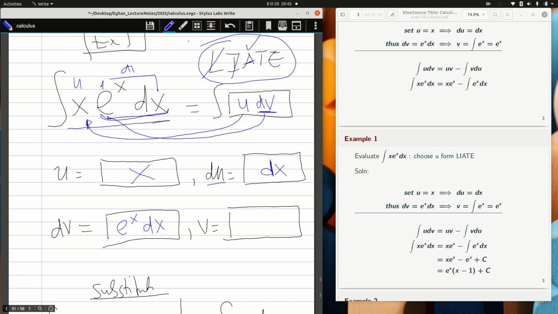If I want v, you know we've done this, I have to integrate. Integrating an exponential function, you differentiate whatever is up there and then divide. It is 1, so I still get e^x. As simple as that.